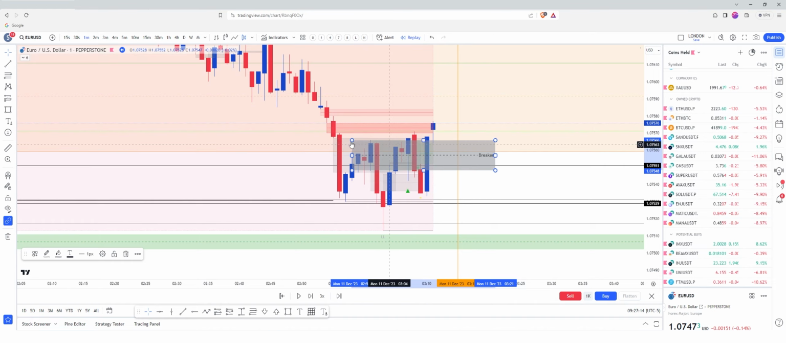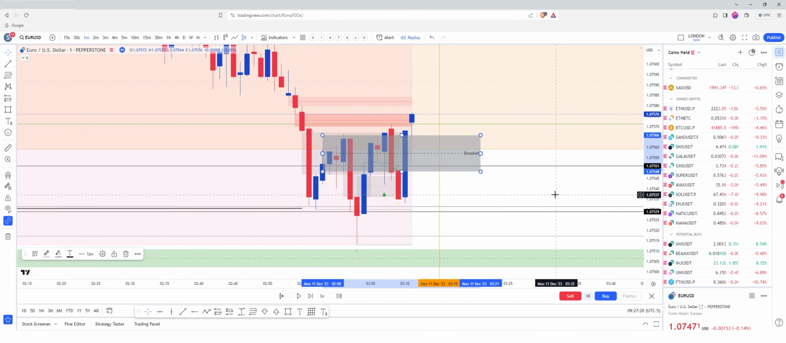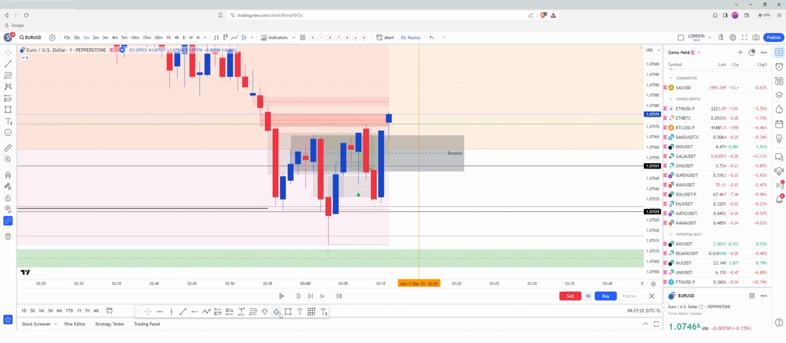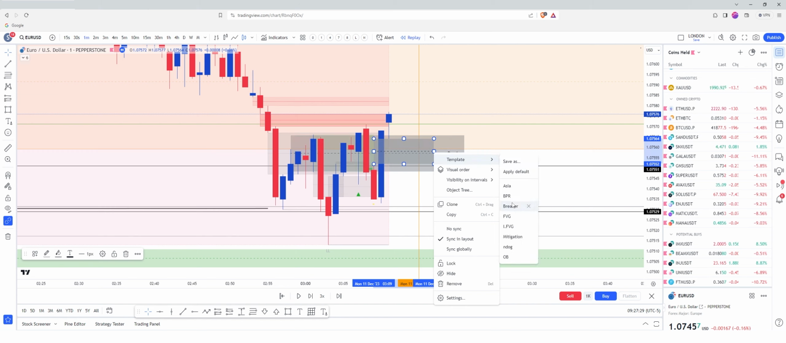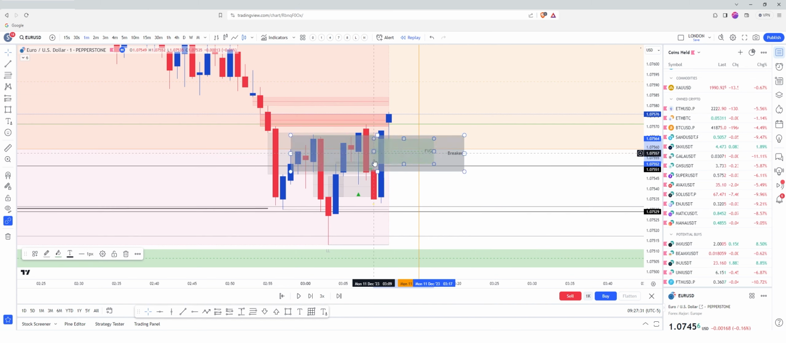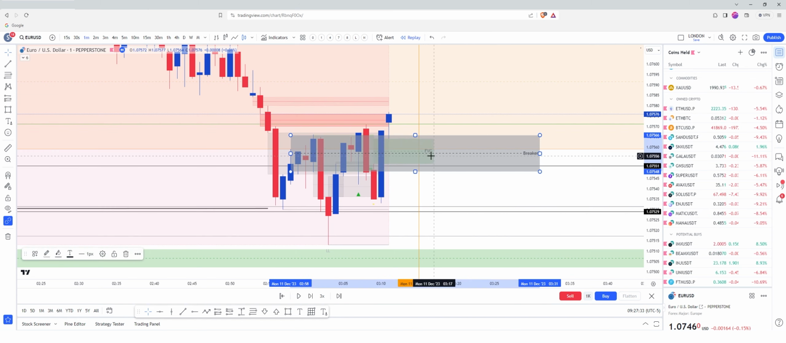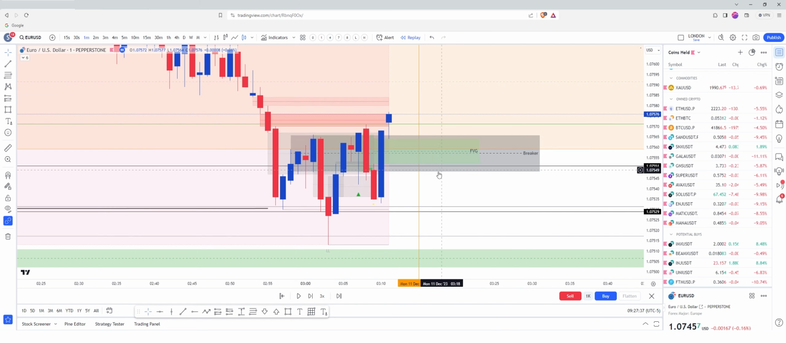This is not a textbook unicorn entry, so I'm going to need some confirmations here that price wants to go higher if I'm interested in taking a trade long. We've obviously got a large fair value gap now created between these two candles, and obviously that is inside our breaker as well, so we'll keep an eye on this fair value gap and breaker block coming into the open of the 3:15 candle.